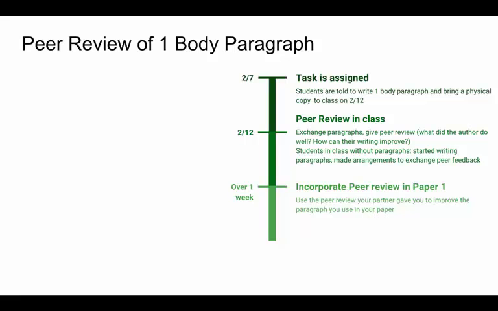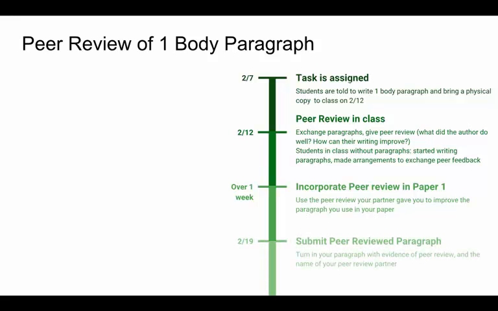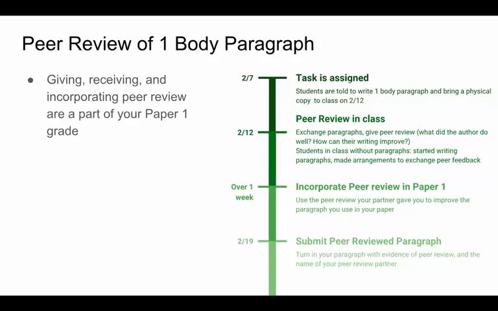And then, so come February 19th, you are submitting paper one, and you're also submitting your peer-reviewed paragraph. So turn in your paragraph with evidence of peer review and the name of your peer review partner so that I can give you both credit for that assignment. Because giving, receiving, and incorporating peer review are part of your paper one grade. If you don't engage in this process at all, that will result in you missing points from paper one.